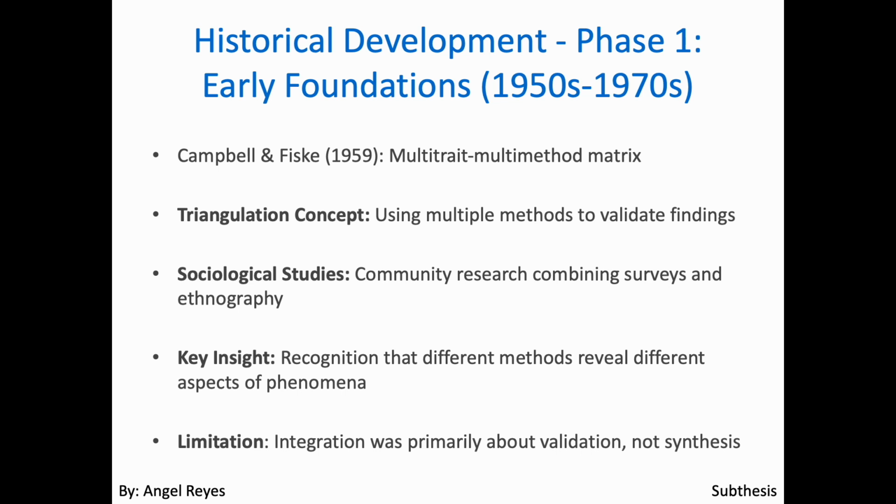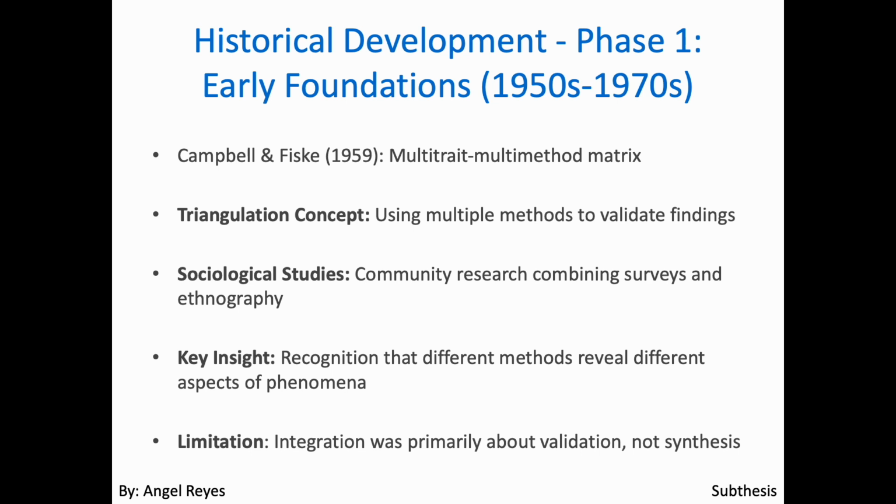Campbell and Fisk's groundbreaking 1959 work on the multi-trait multi-method matrix demonstrated how multiple methods could validate psychological constructs more effectively than single approaches. The triangulation concept emerged during this period, emphasizing multiple methods to validate findings. Think of it as getting a second opinion, but with research methods.